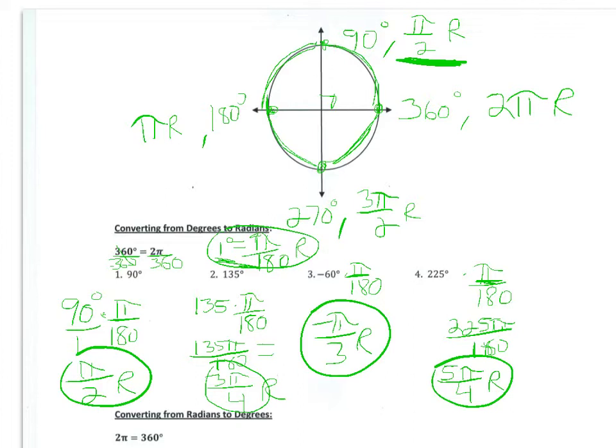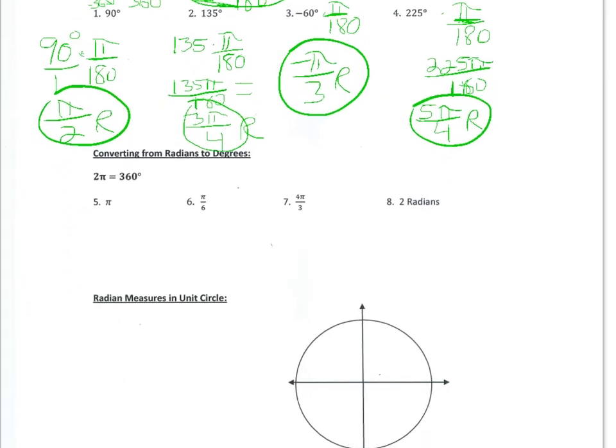Okay, now let's do the opposite. Let's go from radians and switch it to degrees. This is probably what you're going to do a little bit more in the beginning because you're so used to dealing with everything in degrees. Radians is a little bit of a foreign concept, so it might be easier if you have something in radians to put it in degrees so you know which quadrant the angle lies in. All right, here we go.